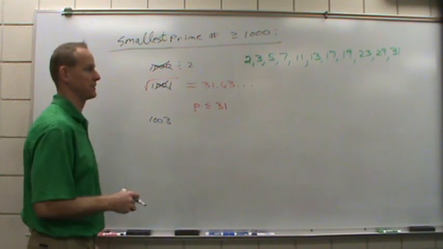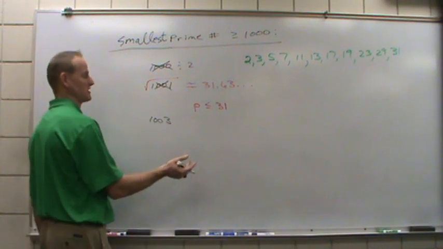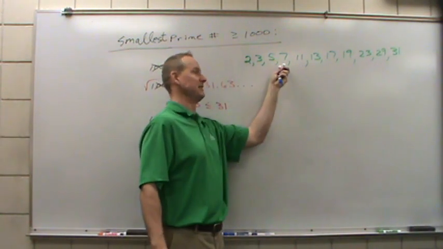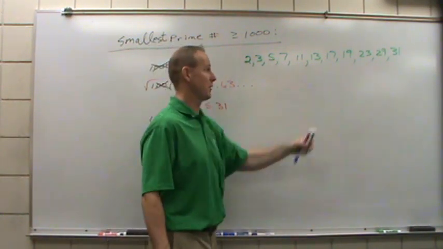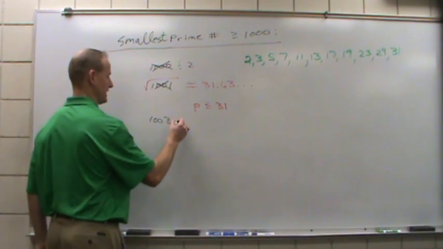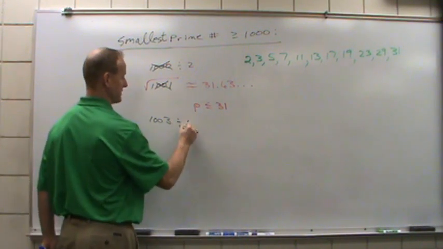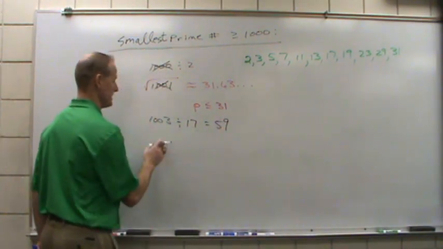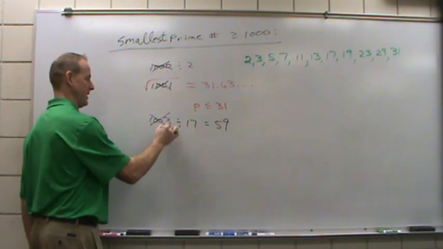Let's look at 1003. Well, we can go through the same process, use our divisibility tests by 2, 3, 5, 11, 7 we'll have to try out. What we're going to notice, 13 doesn't work either, but 1003 is divisible by 17, and you're going to end up with 59. So 1003 is out.